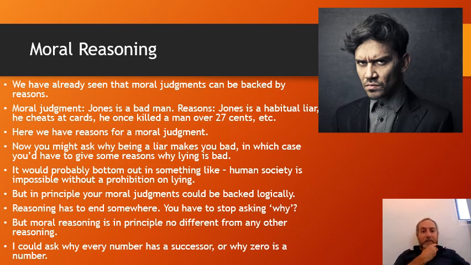As we've seen, moral judgments can be backed by reasons. So here's an example of a moral judgment: Jones is a bad man. That's our judgment. And if somebody asks you, well, why do you say that? Why do you think Jones is a bad man? You could give reasons. You could say, oh, he's a habitual liar. He cheats at cards. He once killed a man over 27 cents, and so on. You can give any number of reasons. Obviously, Jones is a made up person, but if you know any bad people, you could probably give reasons why you think they're bad.